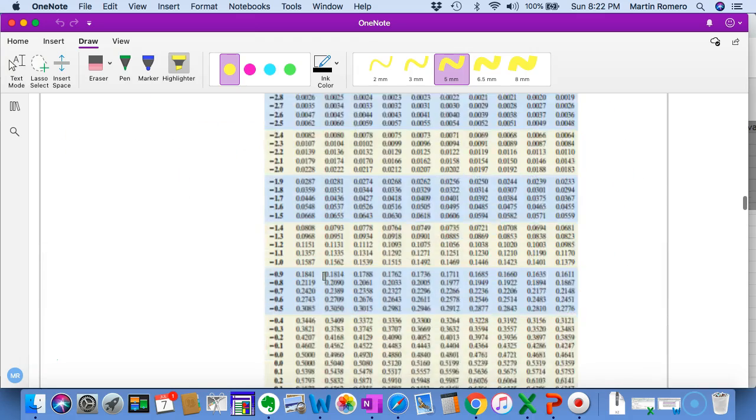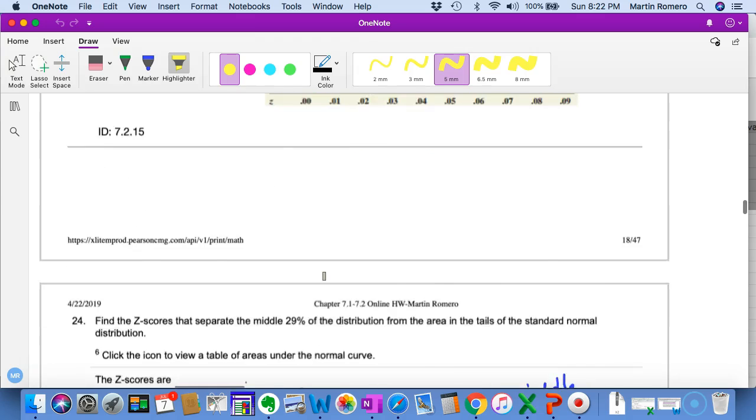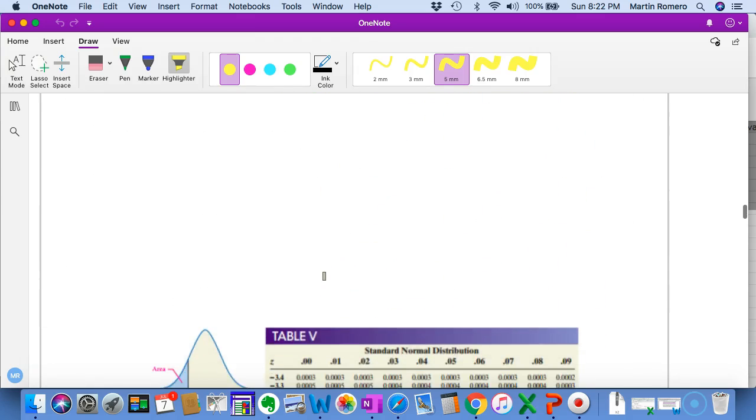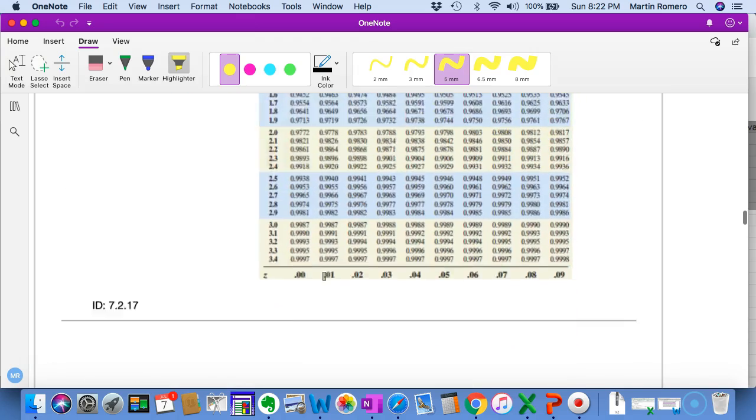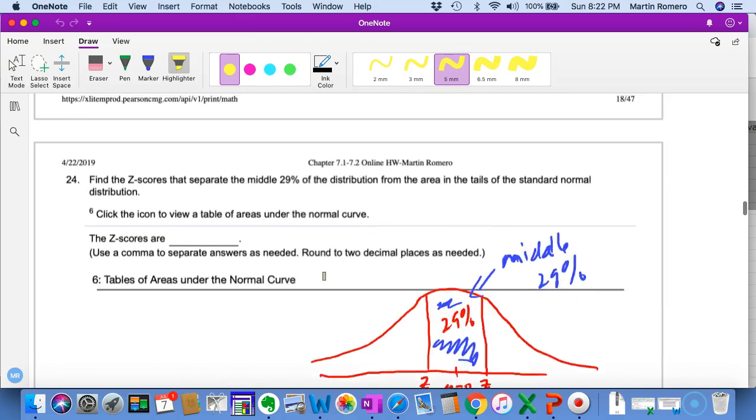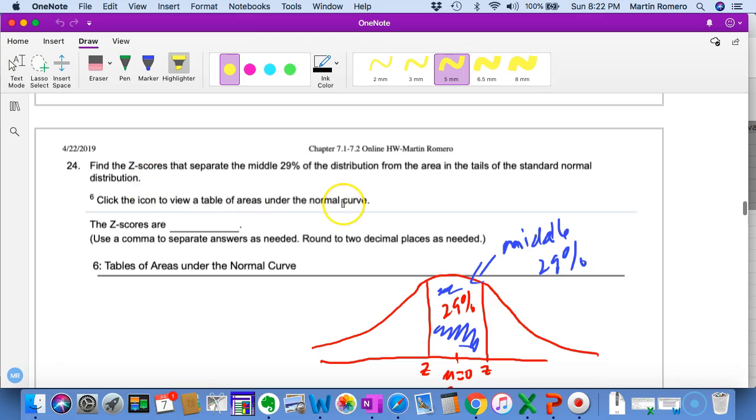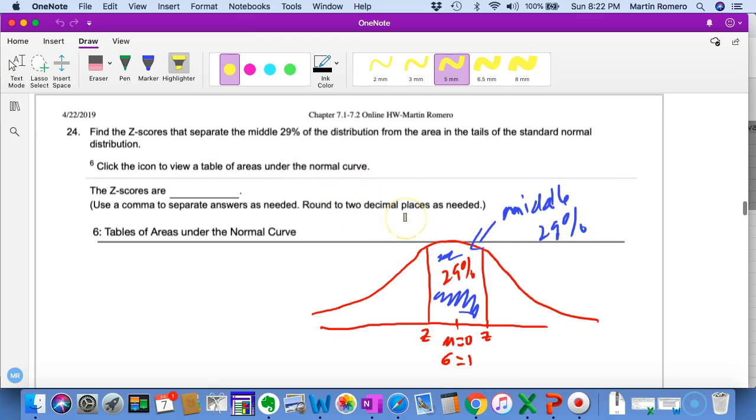And then you have a related question later on, 7.2 number 17, where you're asked to find what are the z-scores for the middle 29% of the standard normal curve. This is the middle compared to the tail, so we're looking for the middle 29%. So now there's two z-scores.